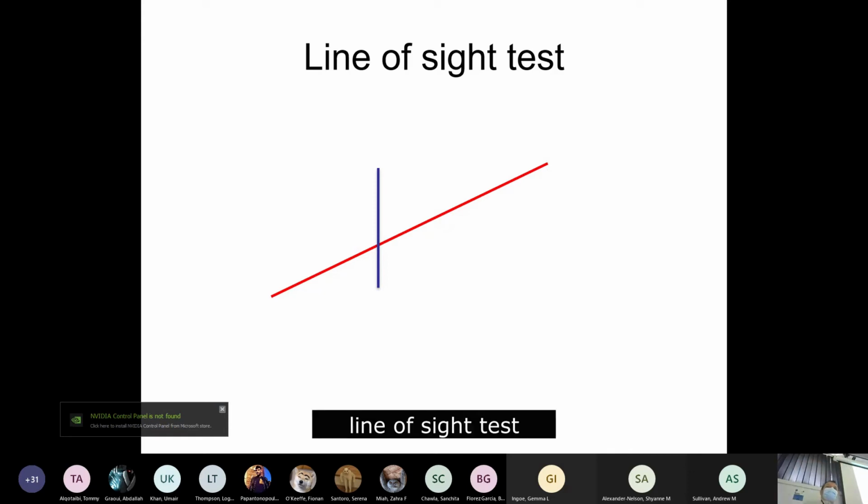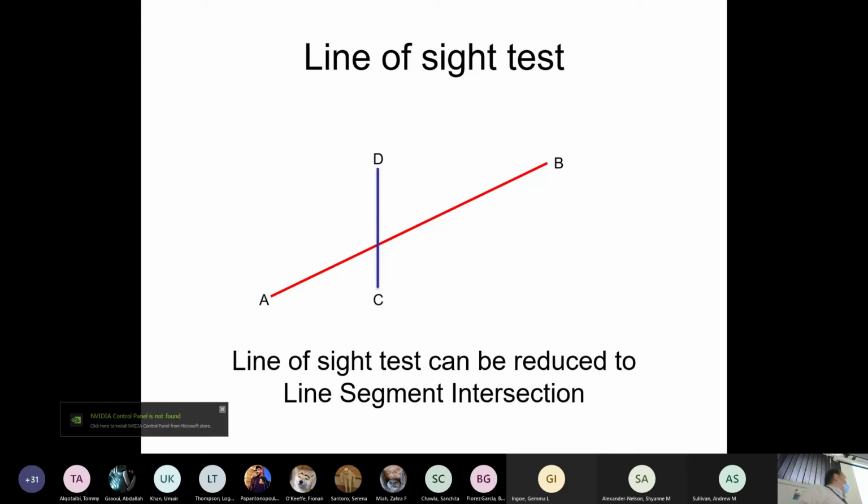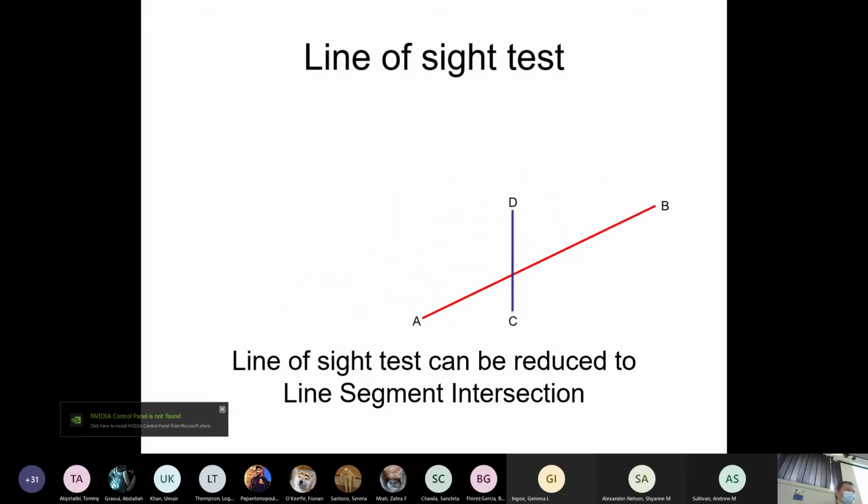Basically, line of sight can be reduced to line segment intersection. So we have two lines, AB and CD. It's important to note that these are segments. A segment in geometry is defined as the set of all points lying on the closest connection between two given points. Basically, it's just a line from A to B and another line from C to D. Now, if these two line segments intersect in any place, this means that the line of sight test is failed, is negative. Negative means the guy cannot see the girl. If they don't intersect, this means that the guy can see the girl.